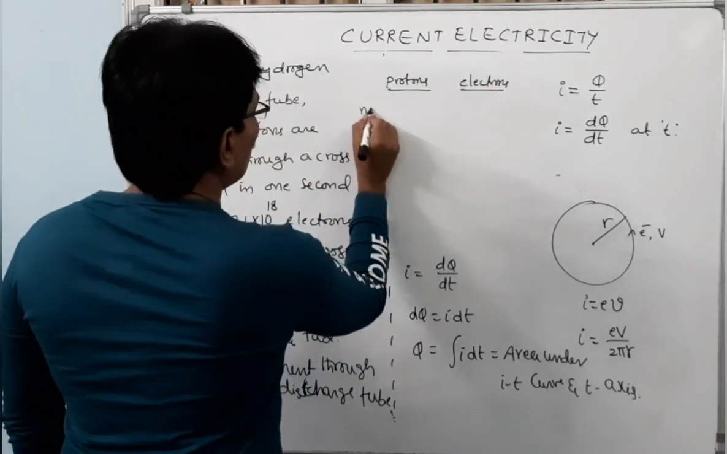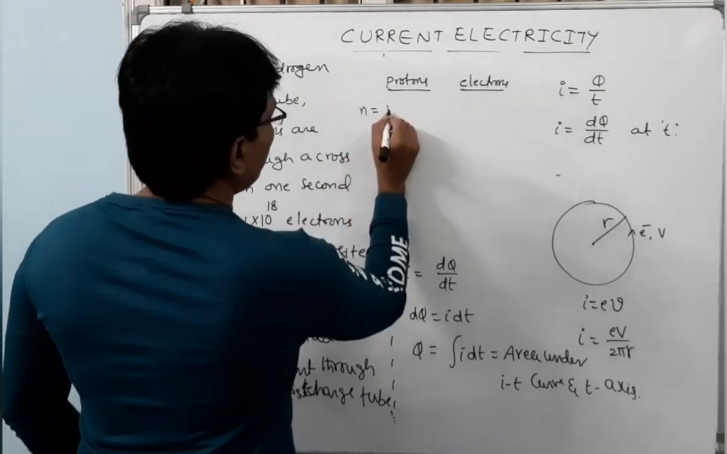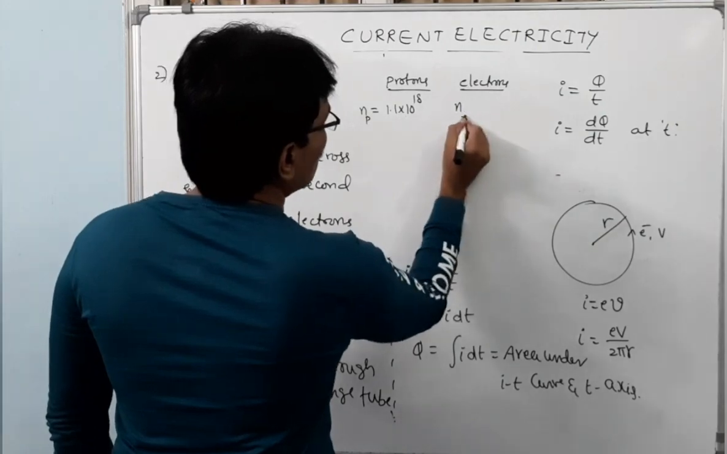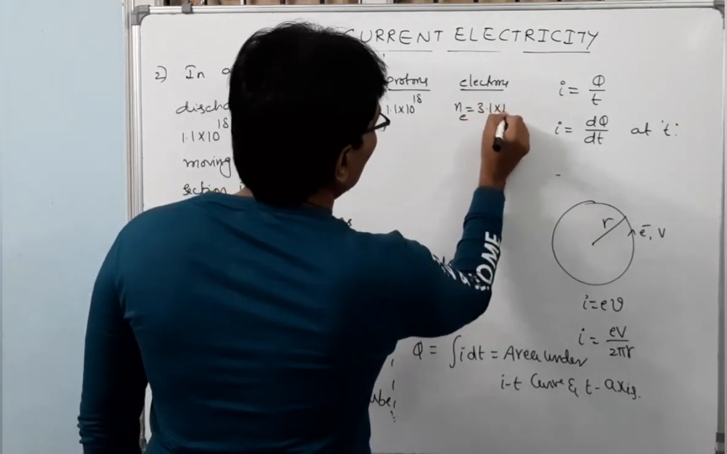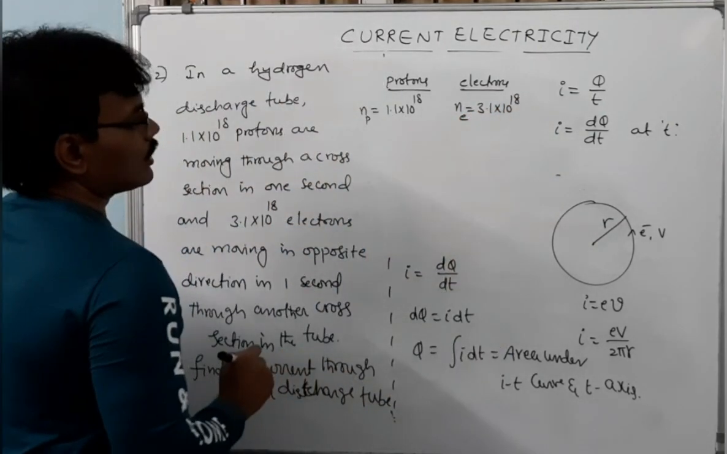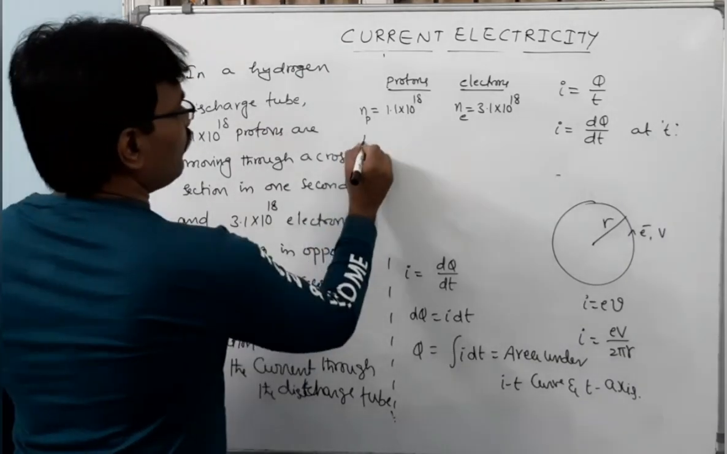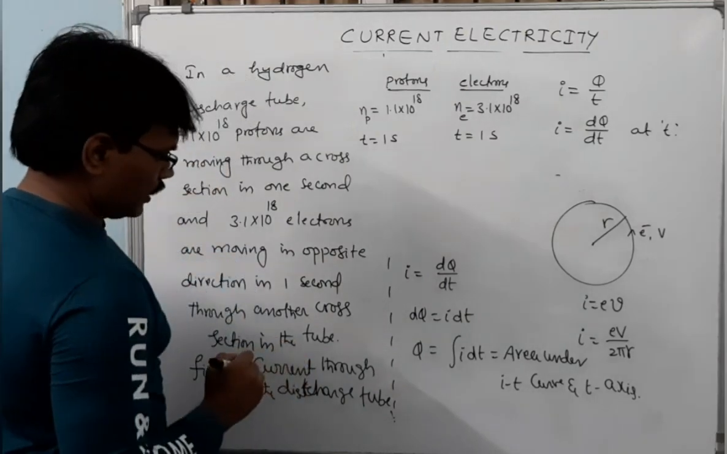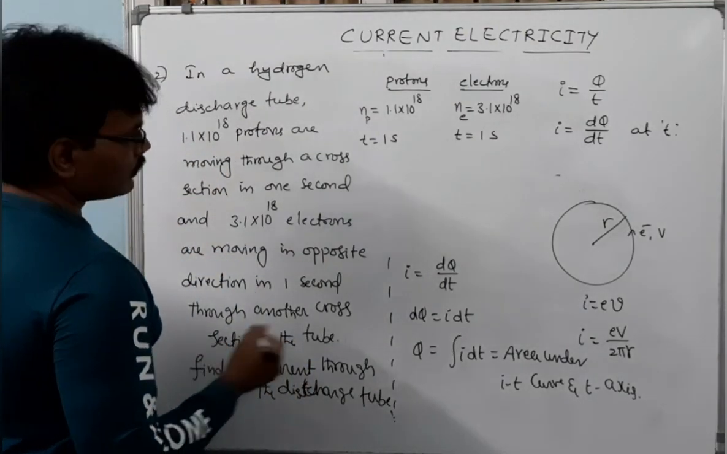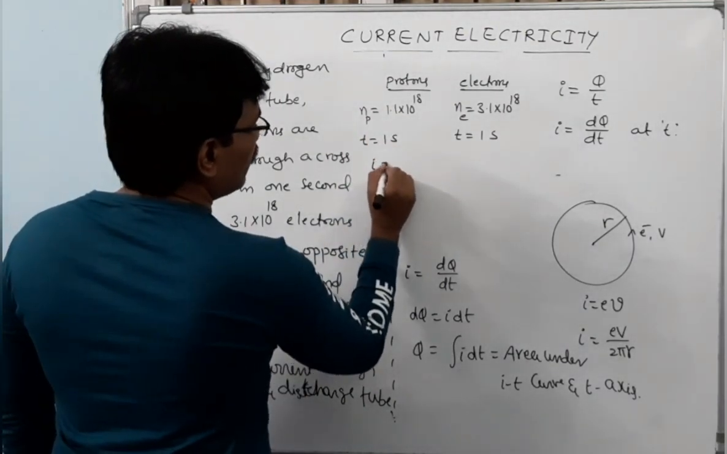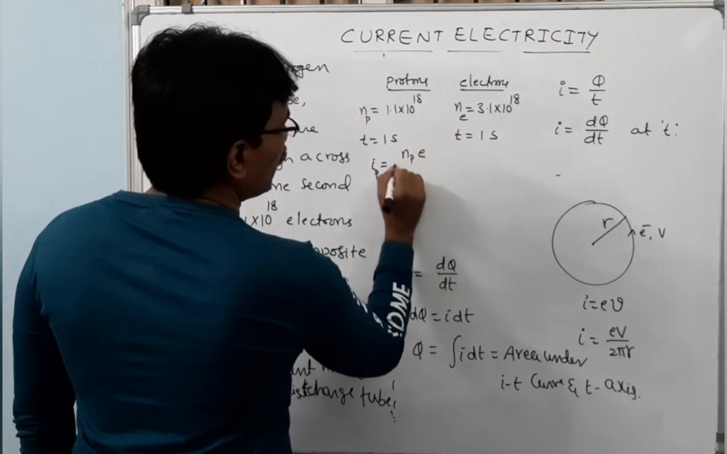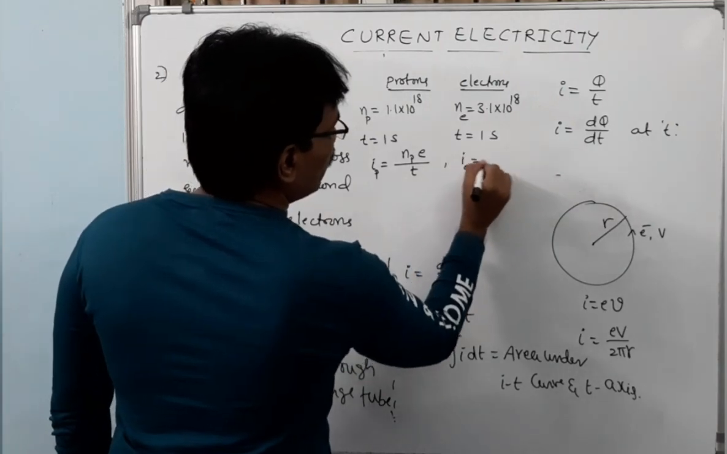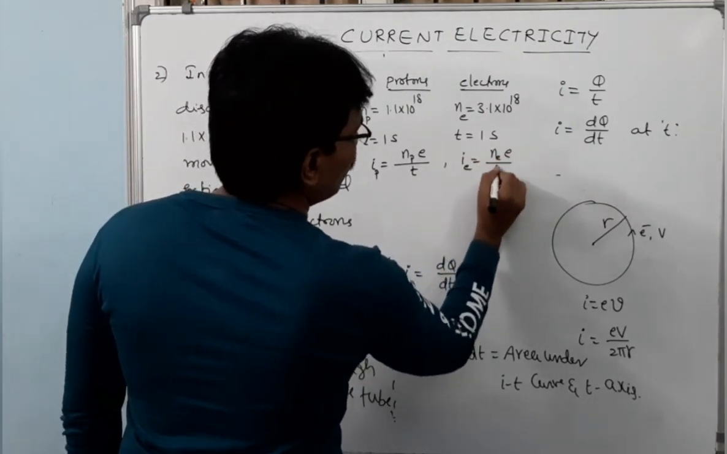For protons, the number of protons is 1.1 into 10 power 18. The number of electrons is 3.1 into 10 power 18. Here time equals 1 second for both. So what should we find out? Current. The proton current is the number of protons into the charge of a proton, because current is total charge by time. Similarly, the electron current is the number of electrons into the charge of an electron divided by total time.